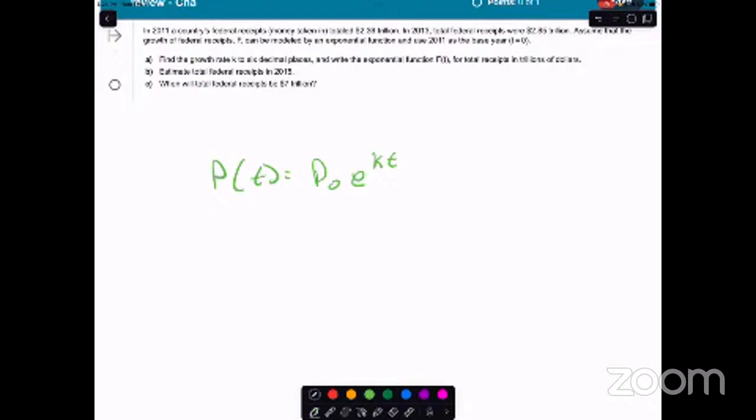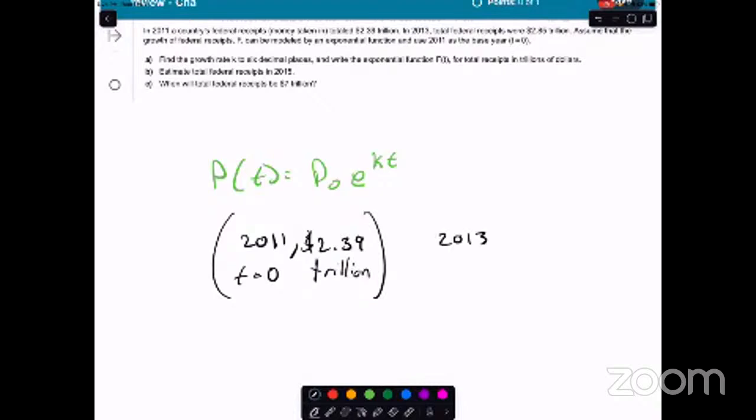In 2011, and we have to keep in mind that this is in trillions, we can let this be t equal to 0 here. It was 2.39 trillion. Then in 2013, where t equals 2, 2 years later, it was 2.85 trillion. Okay, so we have two pieces of information.